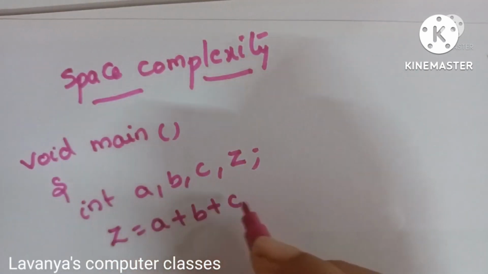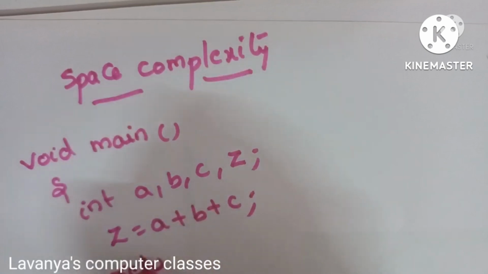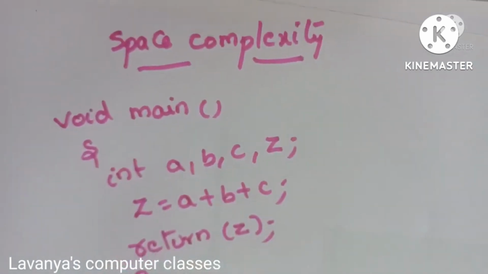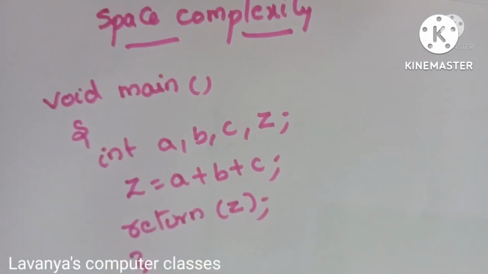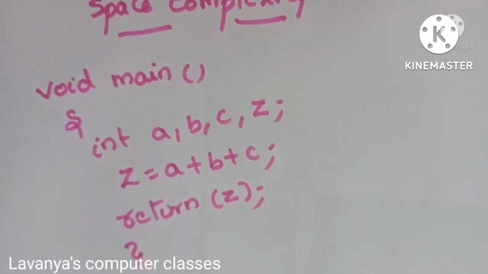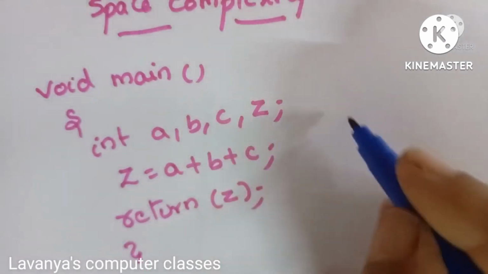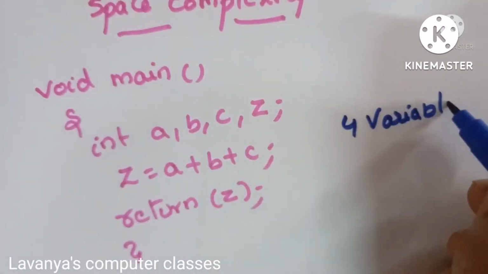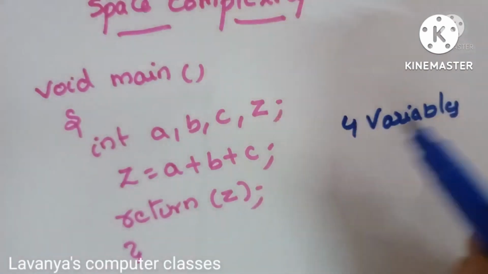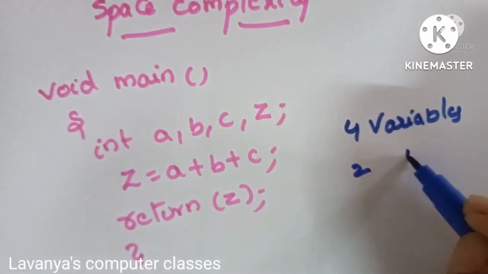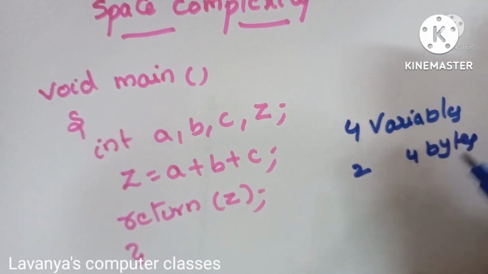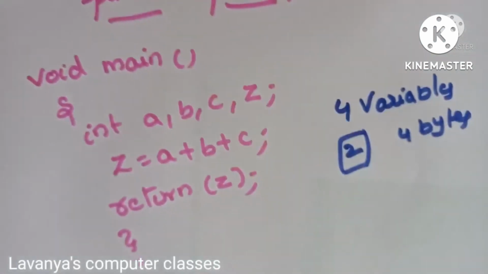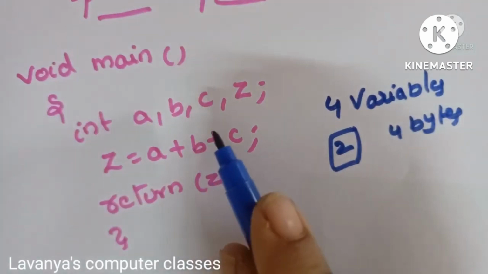Void main, int a, b, c, z, 4 variables. z equal to a plus b plus c, return z. Close the program. So how much memory do we require for this simple example program? That is called space complexity. How many variables are there in this example? 4 variables: a, b, c, z. All are integer variables. Some processors occupy 2 bytes for an integer and some occupy 4 bytes.